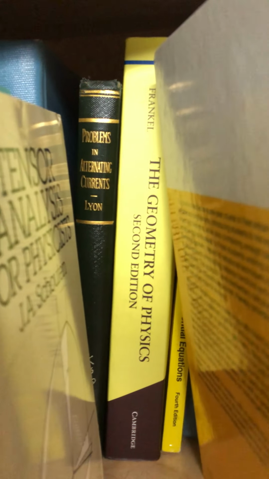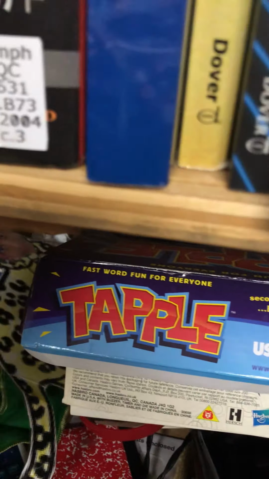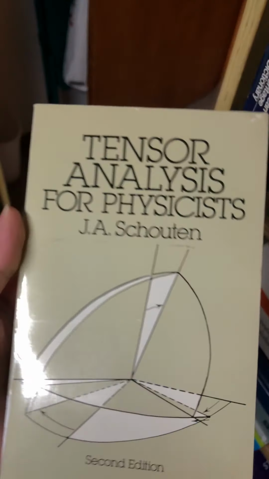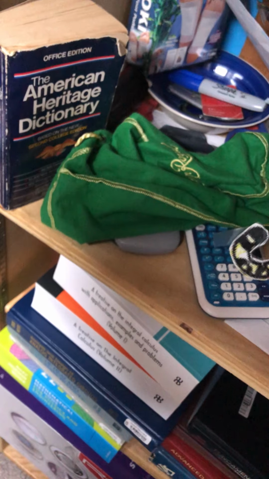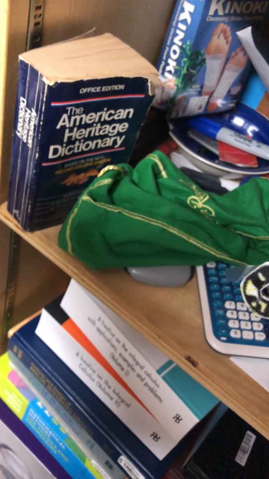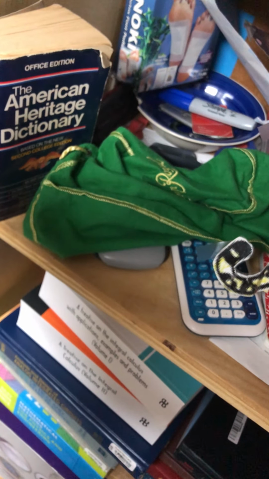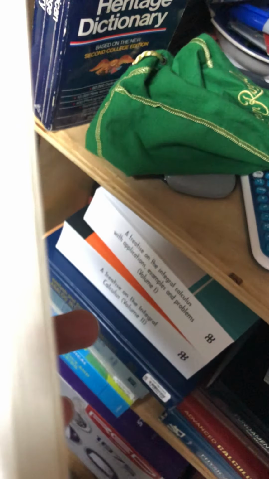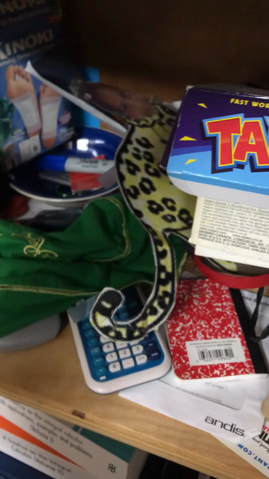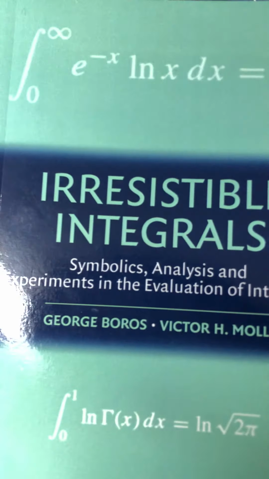Right here is Morrison's book on organic chemistry. And behind is the book The Geometry of Physics by Frankel. And Problems in Alternating Currents by Leon. Right here is Tensor Analysis for Physicists, which is actually a really, really hard book to get through. It's a lot of tough notation. And next to it is Irresistible Integrals by Moll and Boros, another book about integrals and stuff.